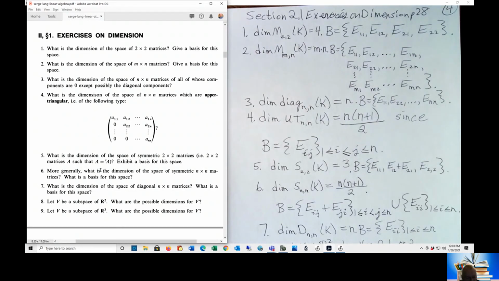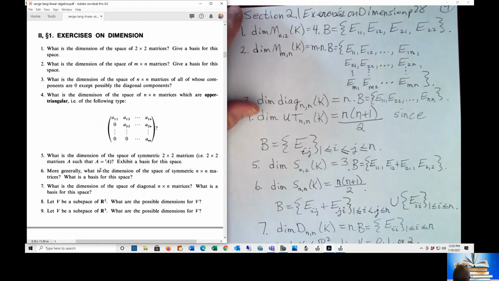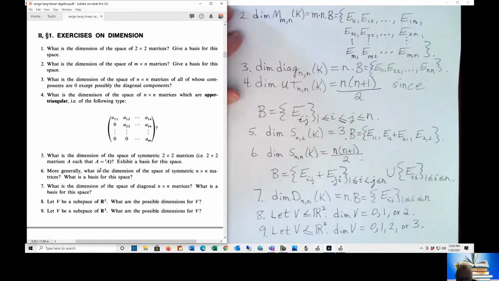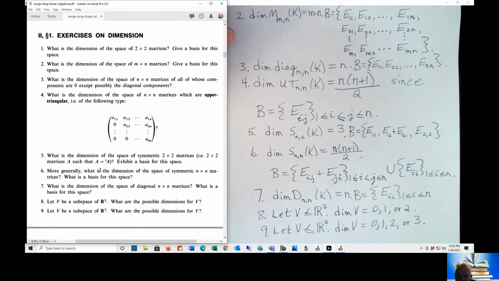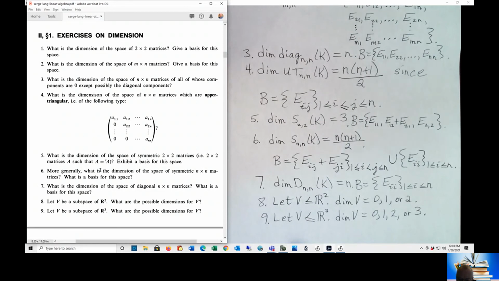Now, look at number 7. What is the dimension of the space of diagonal matrices? Well, that's very straightforward, isn't it? For the diagonal matrices, the non-zero entries are on the diagonal. And how many entries are on the diagonal? Simply n. So the dimension of the diagonal square matrices is n, and a basis consists simply of the E_ii's, or i equal to j, i running from 1 to n.